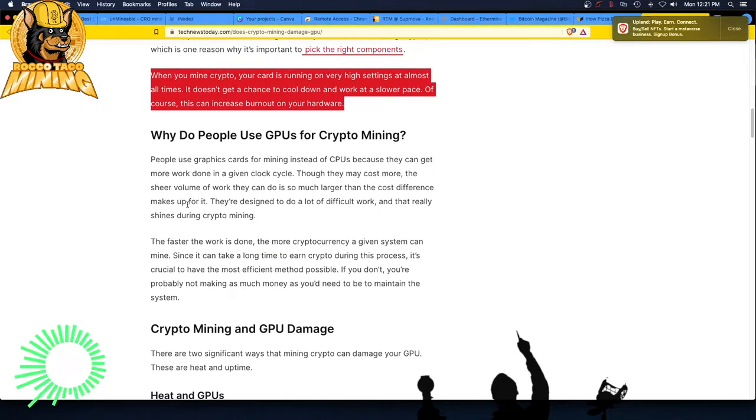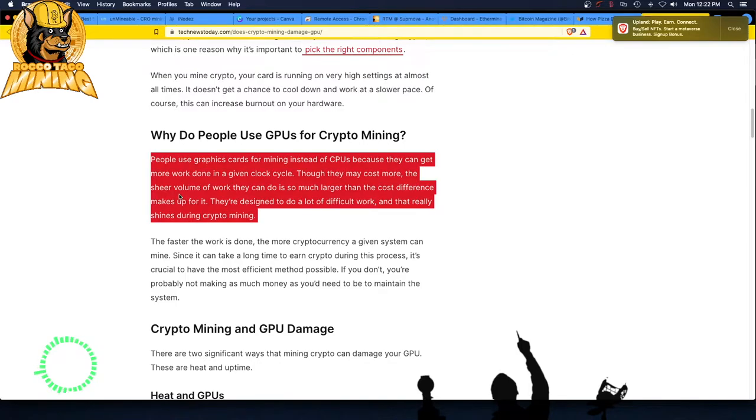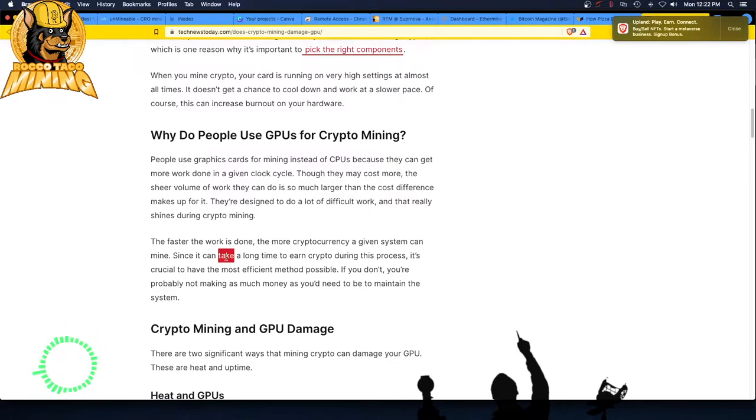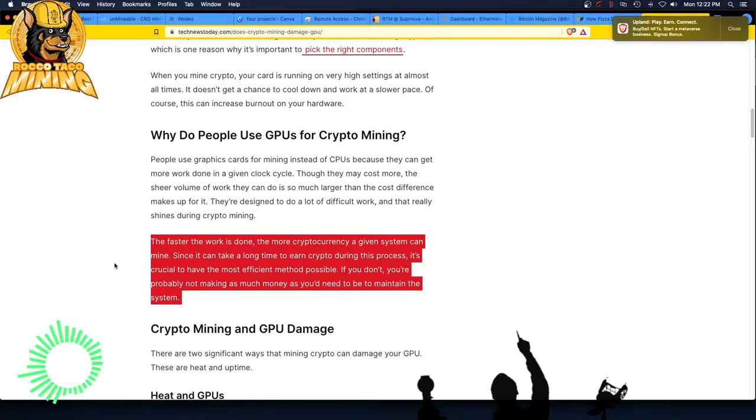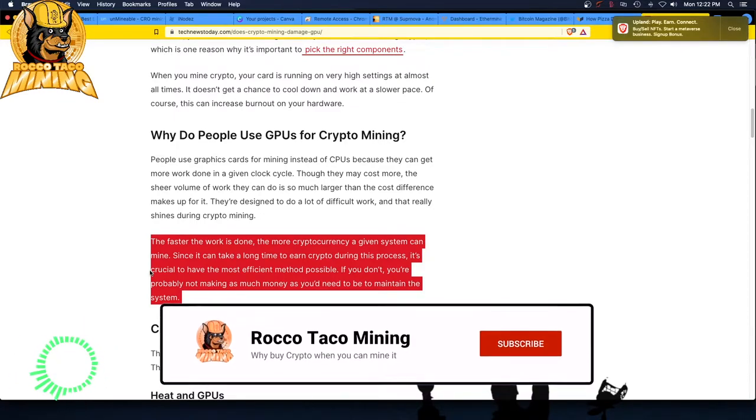And they say, why use GPUs? The faster the work is done, the more cryptocurrency a given system can mine. Since it can take a long time to earn crypto during this process, it's crucial to have the most efficient method possible. If you don't, you're probably not making as much money as you need to maintain the system.